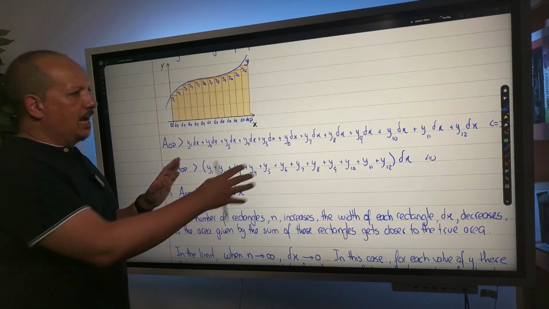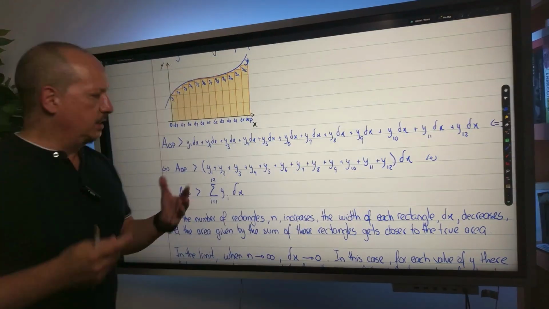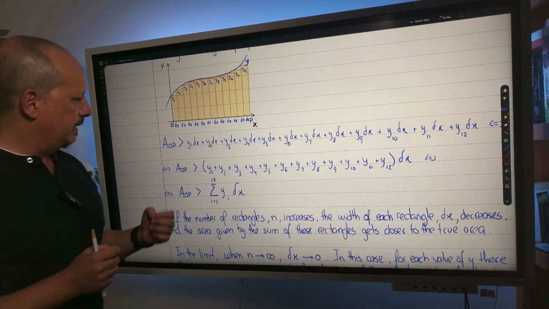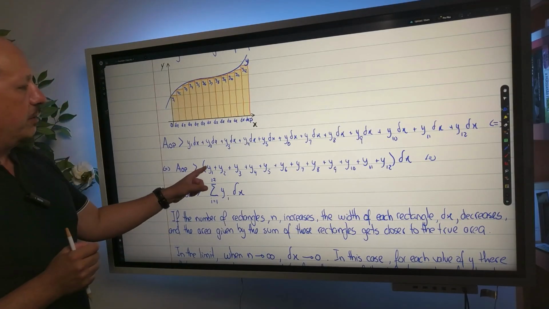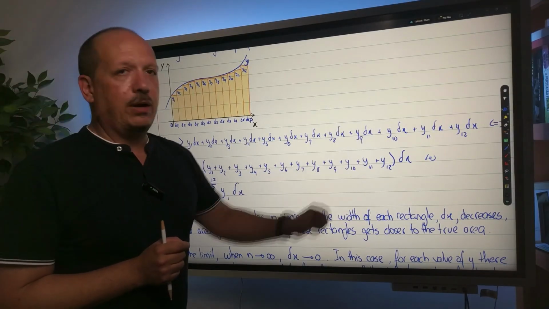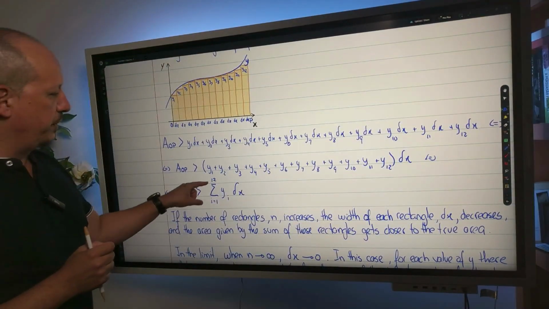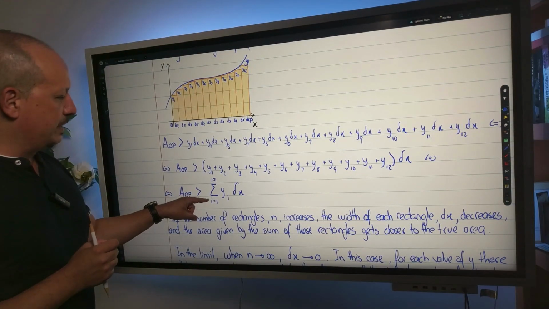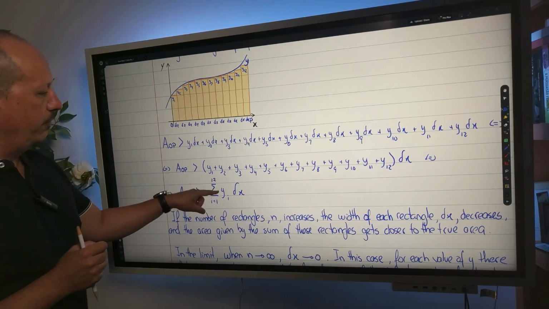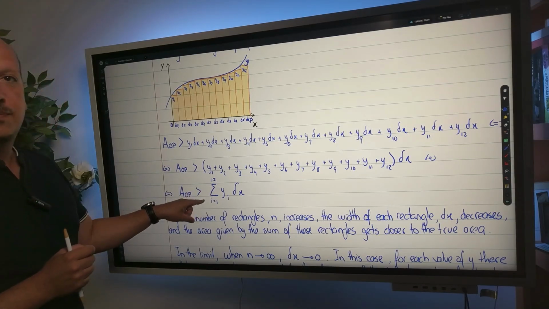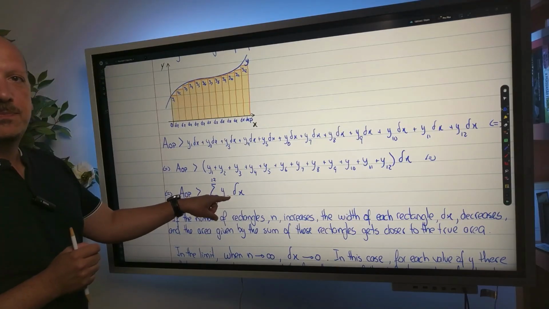All right? How can I represent this in another way that you already have seen before? I have here a sum of 12 different values I can represent by this symbol over here. This symbol over here represents the sum from 1 to 12 of all different y's times delta x.